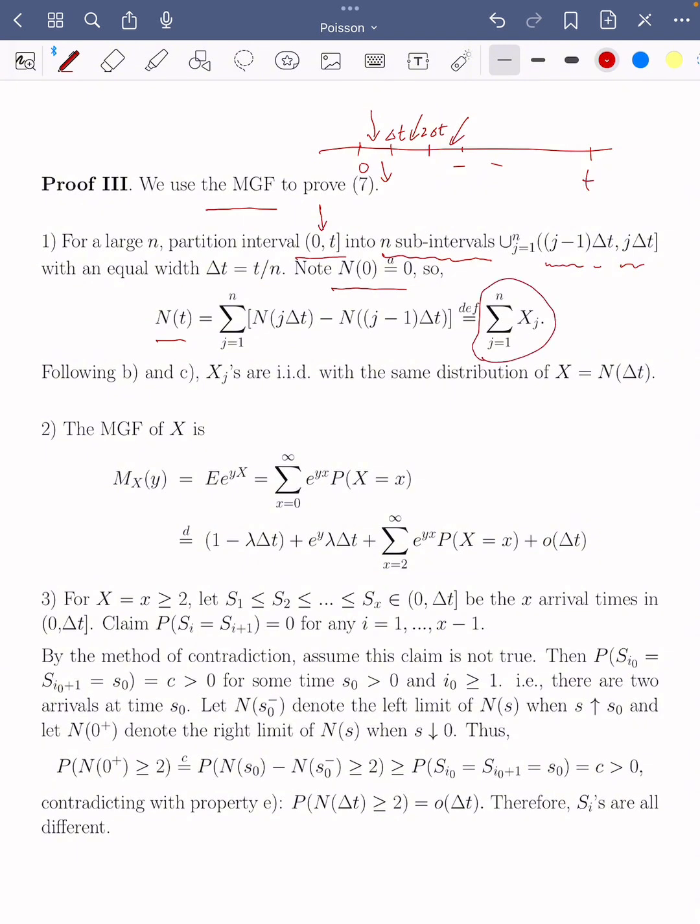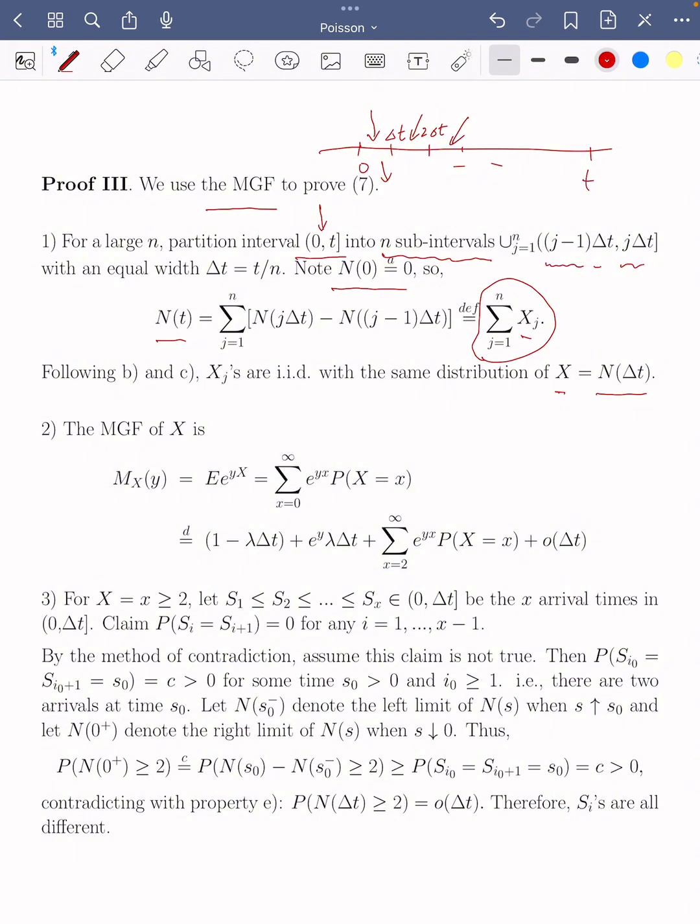And because of property B and also property C, which are the independent increment and the stationary increment, we know that these xj's are i.i.d. with the same distribution as x equal to N of delta t. So this part of the discussion is the same as in the case of the characteristic function. But there's a big difference between the moment generating function and the characteristic function, as follows.